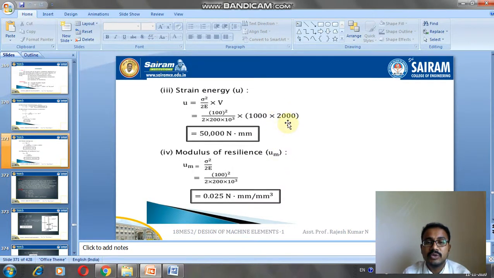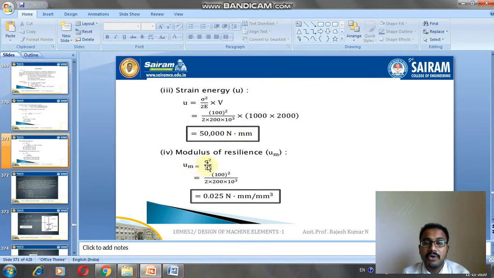So the length of the rod is 2000 and the area is 1000. So we know what is the impact stress and even Young's modulus value. Substitute in this thing, and volume you should be knowing, it's always the area of cross section into the length. So after the simplification, we are getting the strain energy as 50,000 Newton mm. Strain energy unit is Newton mm. In case if you substitute the data, either stress or Young's modulus and volume in Newton mm, final answer will be in terms of Newton mm.